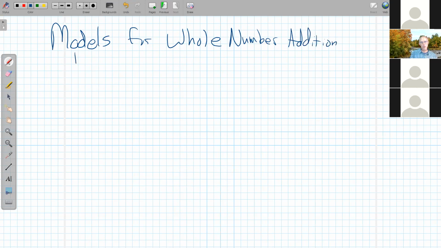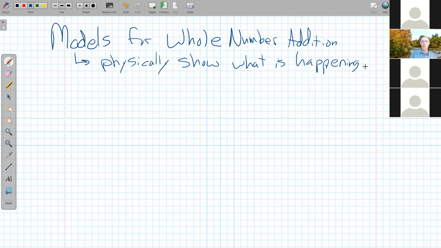So a model is where we get physical. We want to physically show what is happening. Now, in order to do that, we have to be able to do two things. We've got to show what is a whole number, and we have to show what is addition. Okay, so we got some preliminaries. So first, what is a whole number physically?